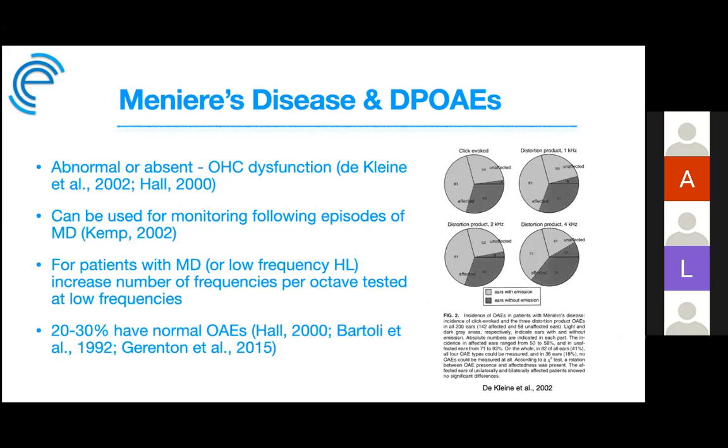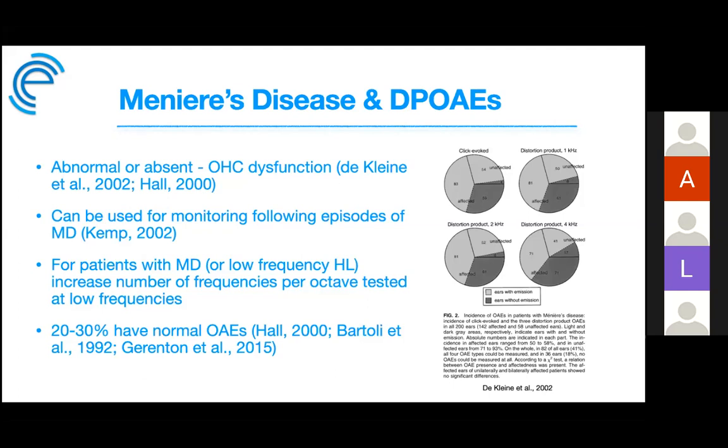So he saw that there would either be abnormal or absent OAEs measurements in these. Now, Kemp in 2002 was saying that OAEs are normally very stable with time, and they're valuable as a sensitive monitor of changes in cochlear and middle ear status over time. So we could use this in relation to Meniere's, and following the episodes, we could monitor what's going on.